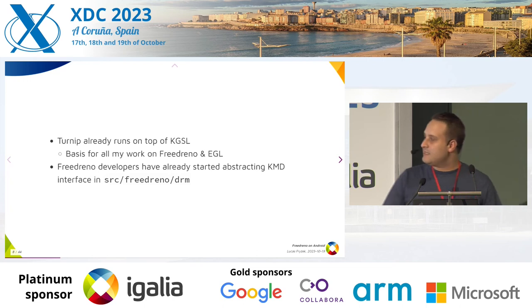And another nice thing about Freedreno is that the interface to access the kernel mode driver has already been pretty heavily abstracted. There is an interface in the source Freedreno DRM folder that provides a convenient API to accessing a kernel mode driver. In what is upstream right now, it currently splits support for MSM and the virtio driver. And it's what I used to get all my work started for a different kernel driver backend.